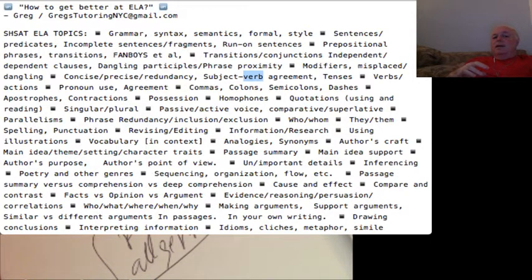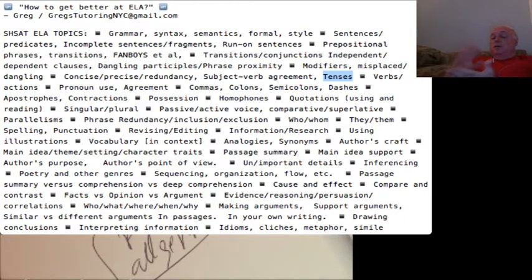Because some kids know what a verb is, but probably a lot of kids don't know what a subject is. In fact, a lot of kids can't explain things like a prepositional phrase, a predicate, what a fanboy is, what a transition is. There's different things like concise language, precise language, redundancy. A few could probably explain what a tense is. But again, it doesn't matter if you can go by the dictionary definition of these. What's more important for the SHSAT is to know what they do and mean. Okay?